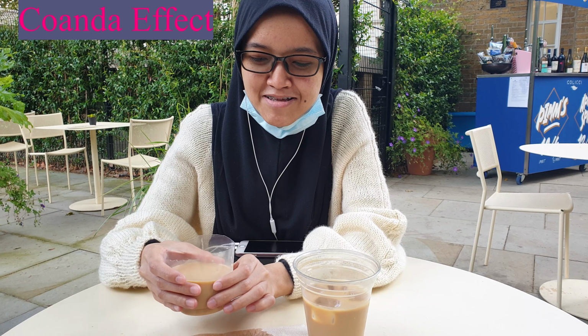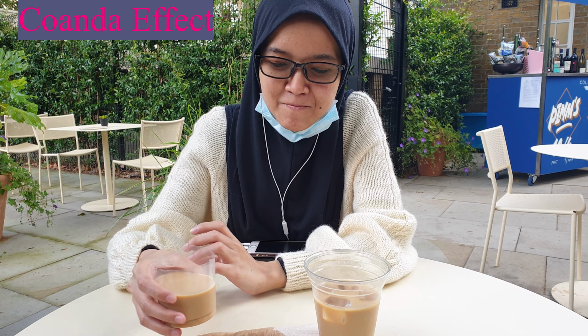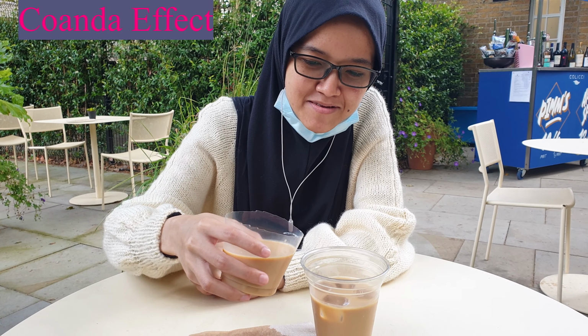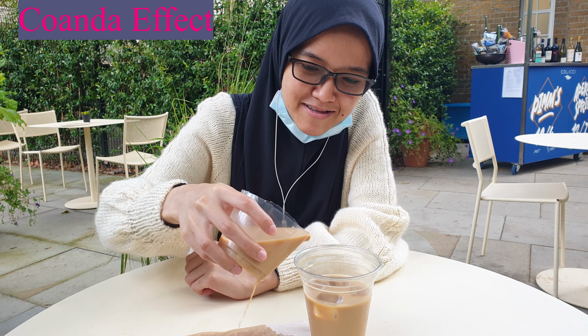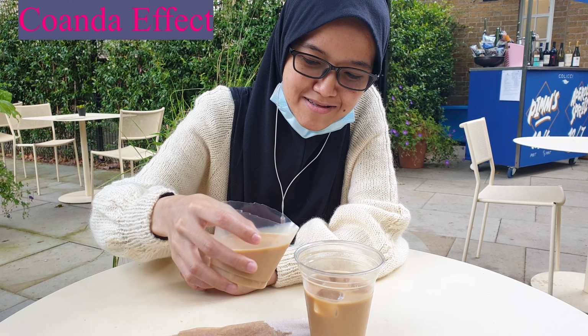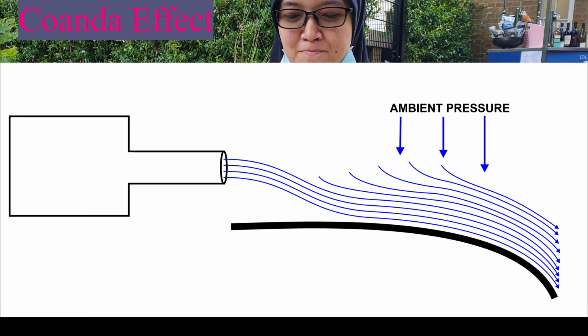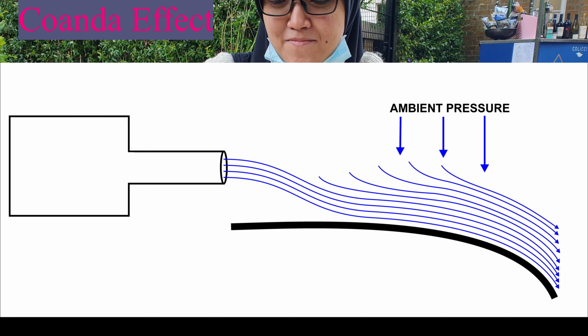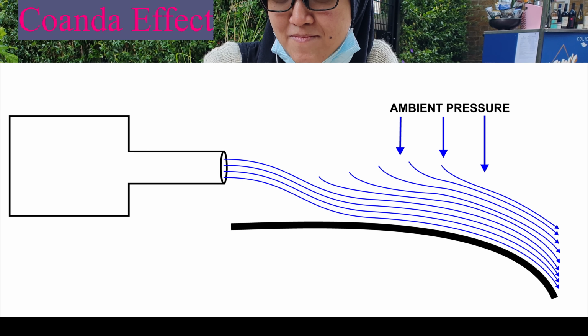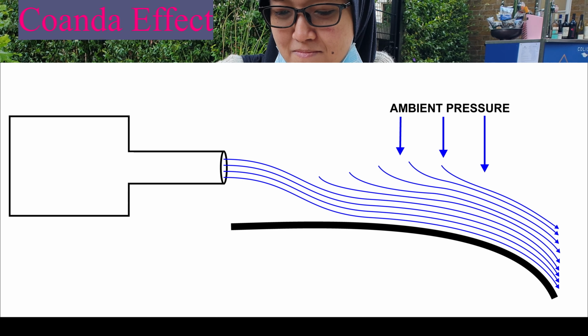So now we're going to show you a very irritating phenomenon that happens to us most of the time. So this is called the Coanda Effect. The Coanda Effect is basically the tendency of a fluid jet to stay attached to a convex surface. Instead of going like a straight streamline, it gets attached to the surface of the glass.